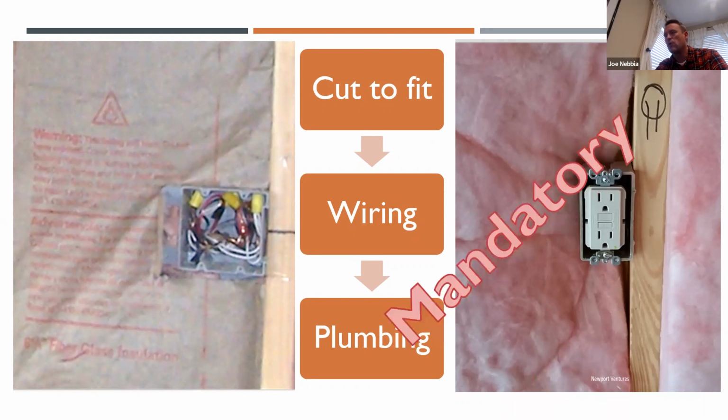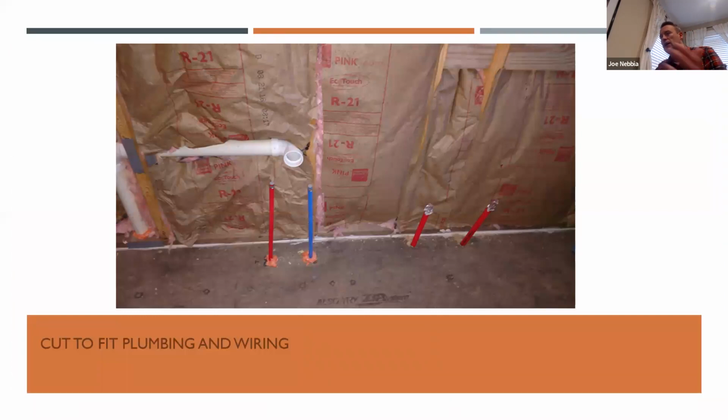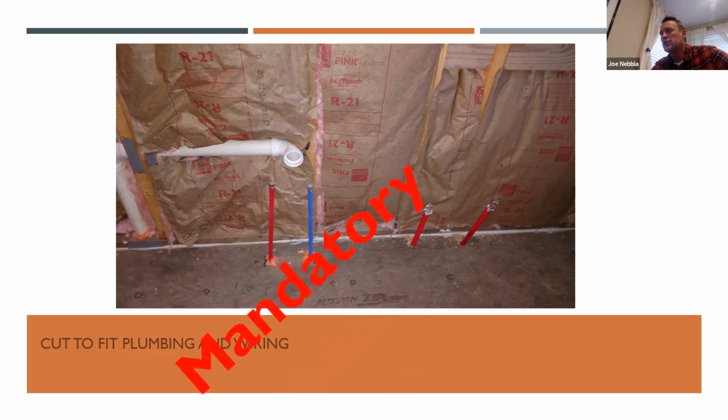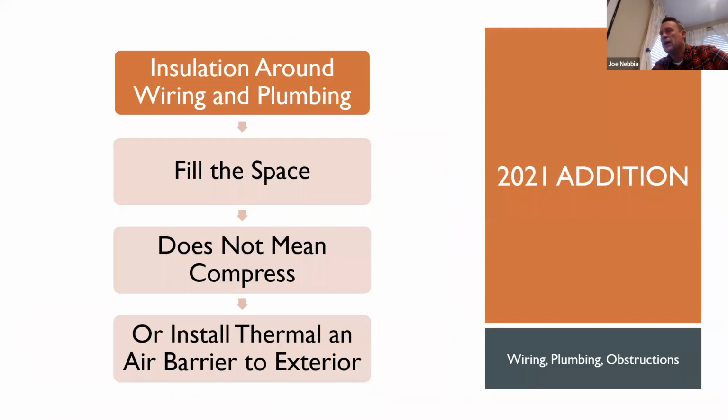That's a mandatory requirement, 2018 and earlier. It's required in all 3 compliance paths in 2021. Cut to fit around plumbing and wiring. So if I've got a pipe like this, I need to be cutting to fit. And it looks like they did actually attempt to cut it, but it's still compressed. It wasn't cut neatly. So that's an issue there.